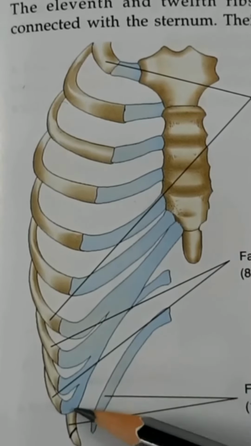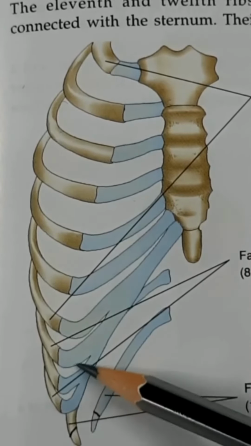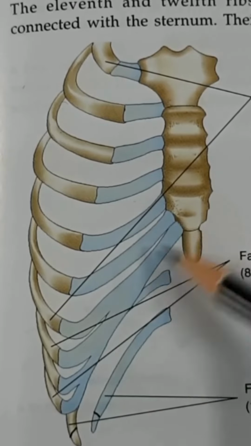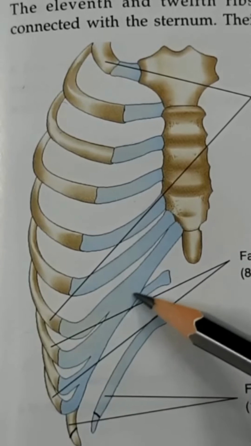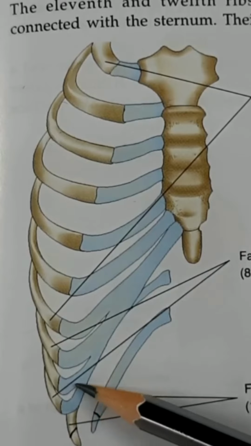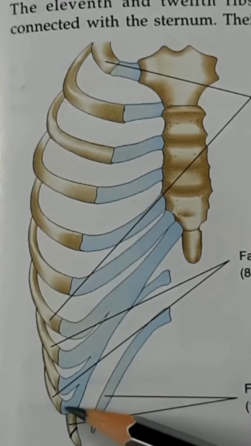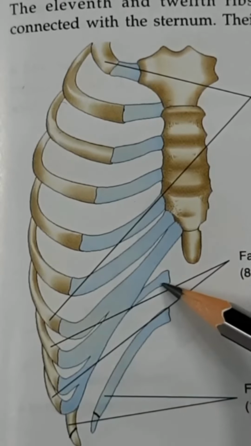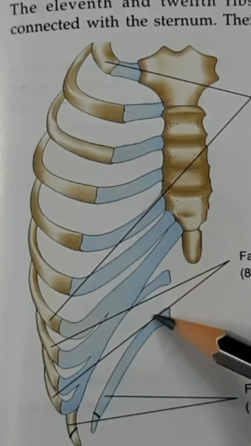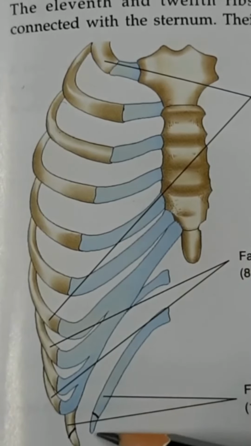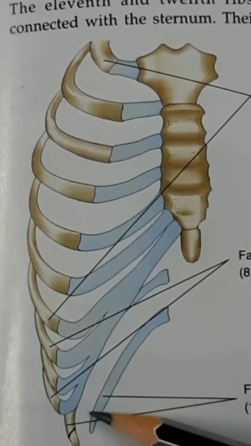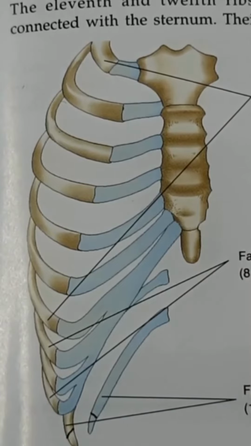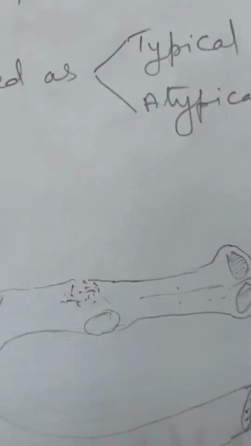The lower three ribs are not directly attached to the sternum. The 8th is attached to the 7th, the 9th is attached to the 8th, and the 10th costal cartilage is attached to that of the 9th. While the 11th rib and 12th rib don't attach to the sternum, their anterior end is free. Right, so let us come to the classification of the ribs.